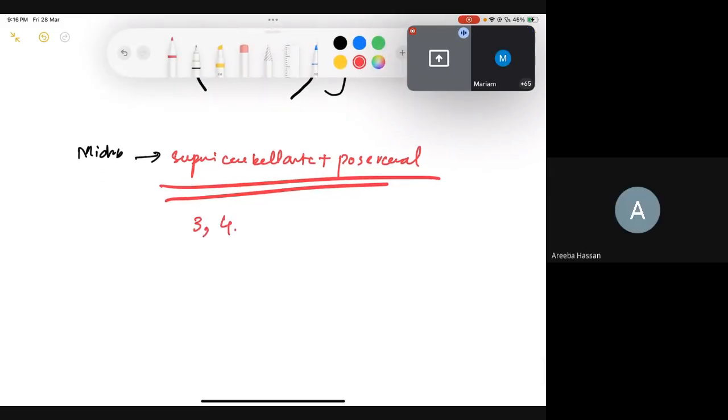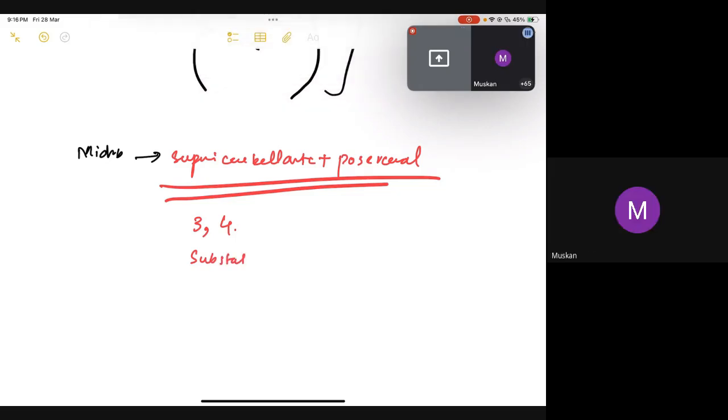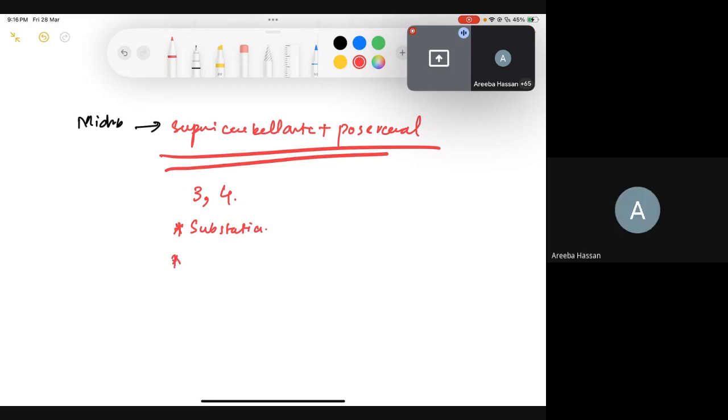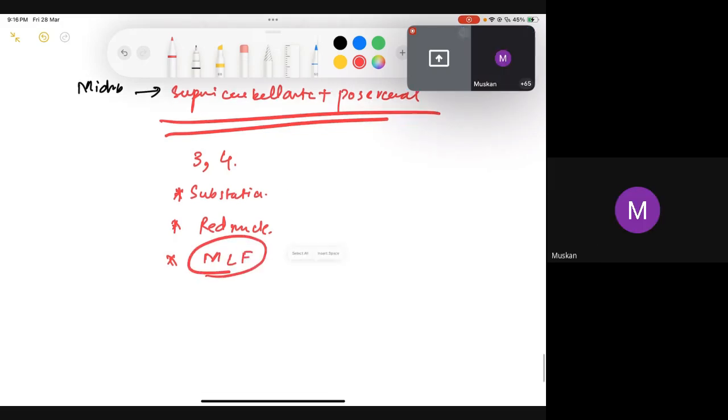What else do we have? We have substantia nigra, which we discussed in big detail: nigrostriatal pathway, dopamine, pars compacta, right? We have red nucleus. What else? We have medial longitudinal fasciculus. What is the medial longitudinal fasciculus? It's the connection between the third and sixth cranial nerve nuclei.